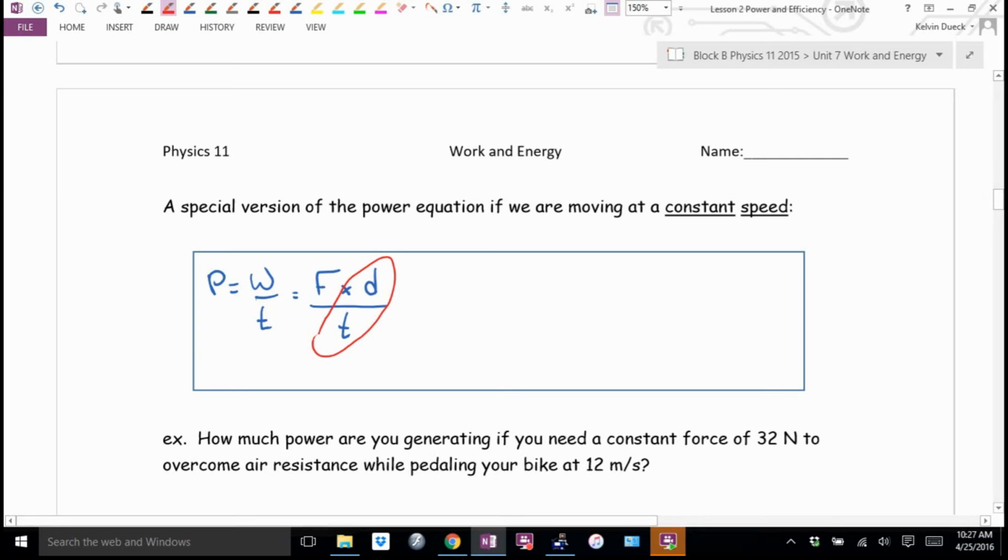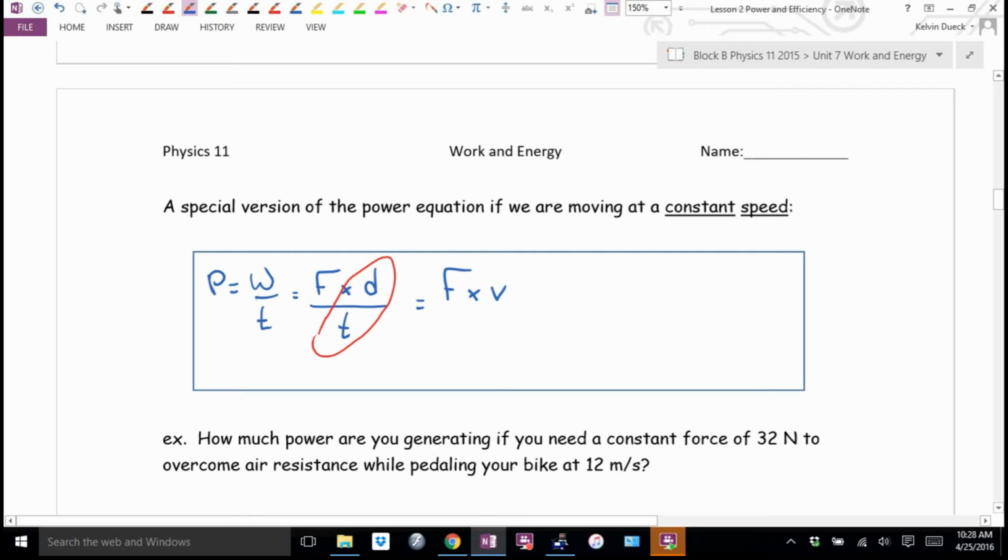What do I measure distance in? Meters. What do I measure time in? That which I've circled would then be meters per second. What is that which I've circled really if it's meters per second? Speed? Okay, first of all, are we in scalar land or vector land right now? So speed or velocity? It's a speed and not an acceleration. But here is a special case: if you are going at a constant speed, here is another way to calculate power.